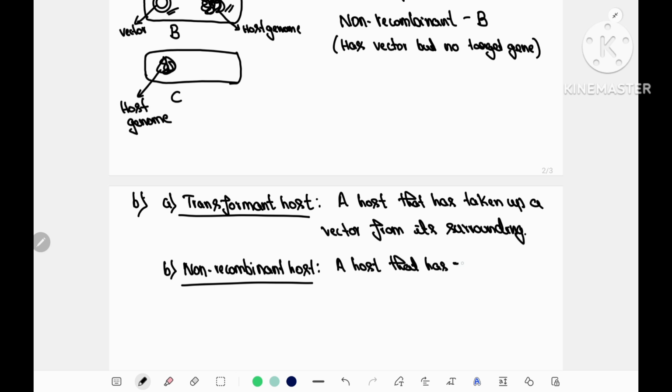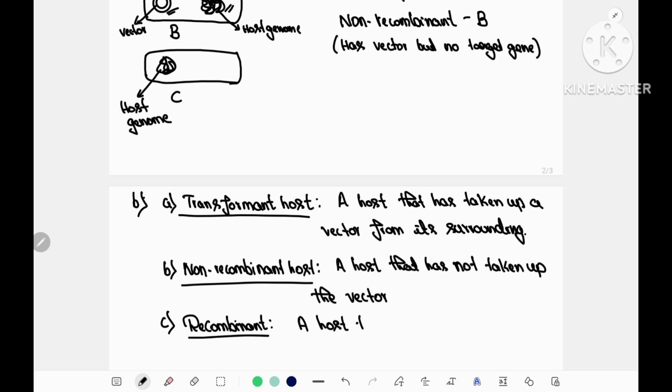And the third definition they have asked, that is, define recombinants. Recombinants are the hosts which have received a vector DNA with a desired gene, that is vector DNA and gene of interest. If they are present together, then that is called recombinant DNA. The host which has received it is called a recombinant host. Remember, these definitions are not given directly in the textbook, but the concept is there. So learn it properly. Thank you.